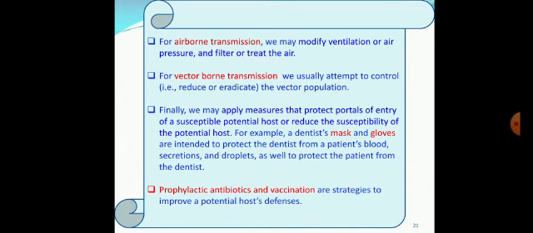For airborne transmission, we always modify the ventilation, or ensure good ventilation. Always educate, especially those people living in poor socioeconomic conditions. Always ventilate the houses by opening the windows and prevent overcrowding, and also by putting filters or treating the air. For vector-borne transmission, usually we attempt to control, reduce or eradicate the vector population by insecticide.